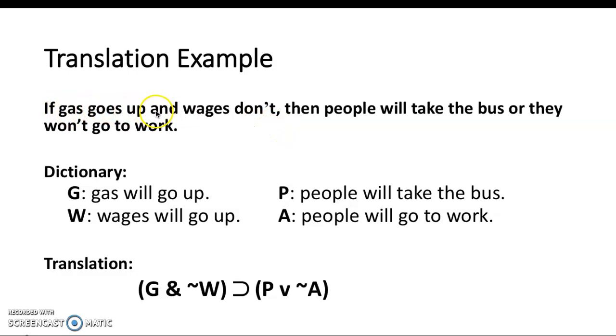So if gas goes up, so if G, and wages don't, well, wages will go up, that's a negation. So we do tilde W. We put parentheses around this to indicate that this is one component. Then what happens? Then people will take the bus, P, or wedge, they won't go to work, not A, or tilde A. So this complex sentence here can be translated into this symbolic complex sentence by taking those steps.